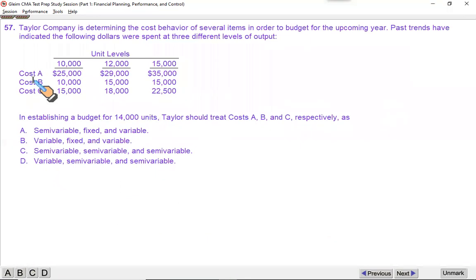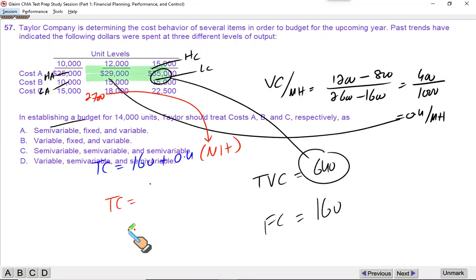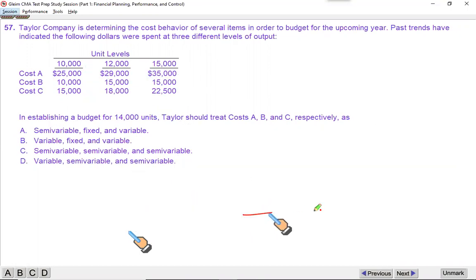What about cost B? What do you think cost B is? You will argue, sir, it's changing. At 10,000, it was 10. At 12,000, it's 15. At 15,000, it's 15. It's a step fixed cost. It has taken a step at 10,000 and then it stays the same for a certain range. Absolutely, it's a fixed cost. So I don't need to go for any computation, despite the number changing, because it has taken a wide step. Wide step means it's a fixed cost.